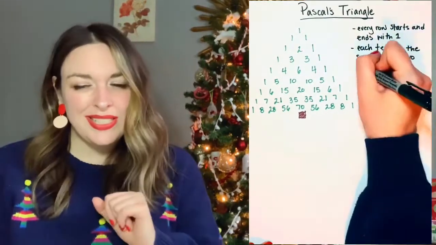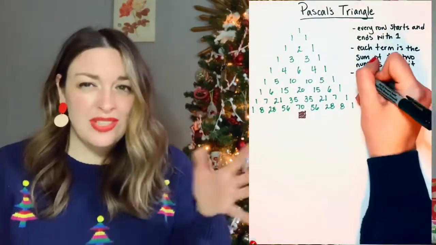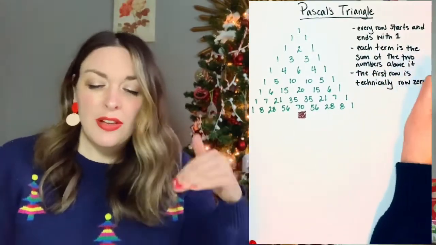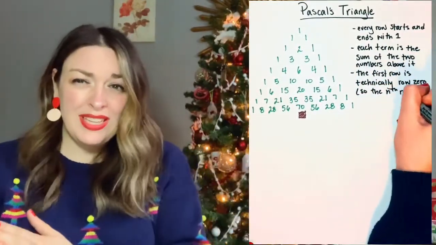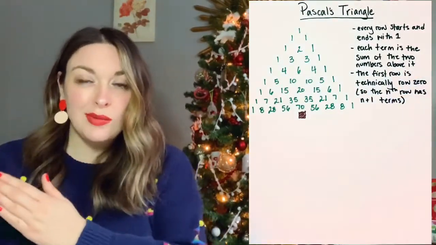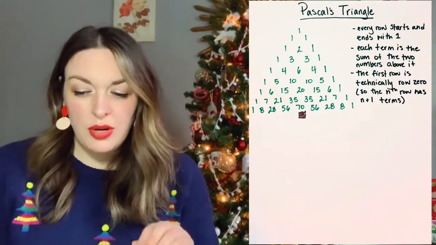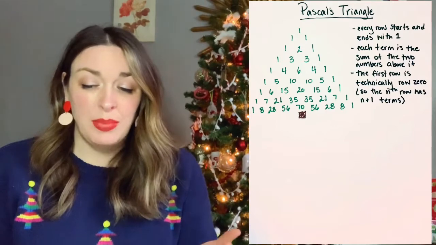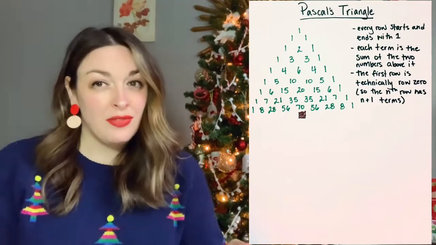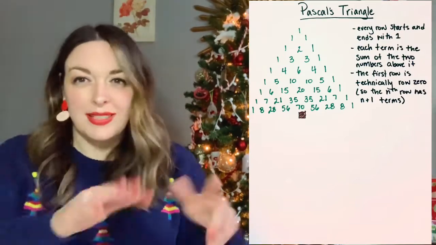So technically I just said something wrong there, because the first row is actually row 0, which you'll see why. Just trust me. The second row with the 1, 1 in it is actually row 1. The 1, 2, 1 is row 2. The 1, 3, 3, 1 is row 3. So really, the nth row has n plus 1 terms in it. The third row has 4 terms, the fourth row has 5 terms, the sixth row has 7 terms. You guys get it, okay?